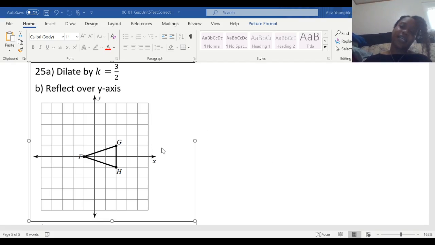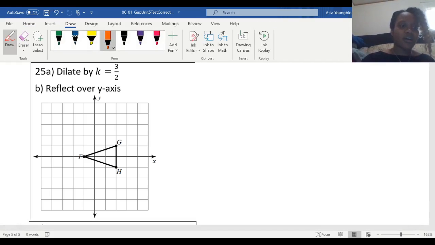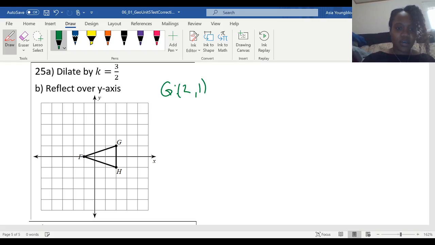So the last problem in this section, we are still asked to dilate our figure using this scale factor and perform our last isometry or transformation that we learned about, which is a reflection. So we're going to start with the dilation. Our original points are G, which has the coordinates 2, 1, F, which has the coordinates -1, 0, and H, which has the coordinates 2, -1.